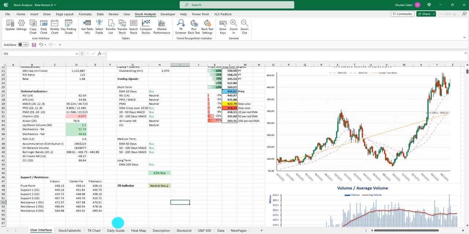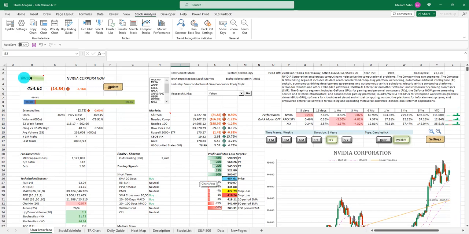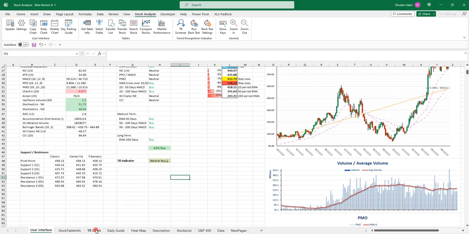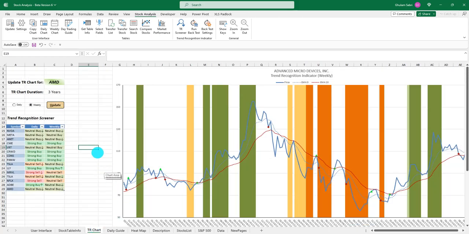So take a look at the TR chart. The TR chart is updated automatically every time you change the ticker symbol and update this worksheet for a new ticker symbol. Press the update button or change the symbol here. It will calculate this stuff as well as the TR chart. Over here we see the TR chart has been updated, but we can always change it to any other chart available in this list.